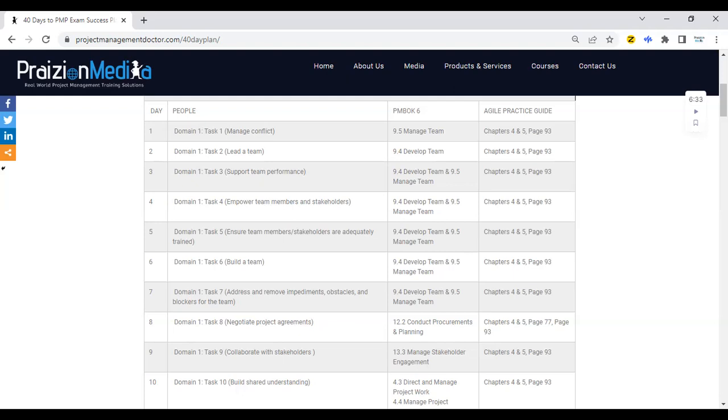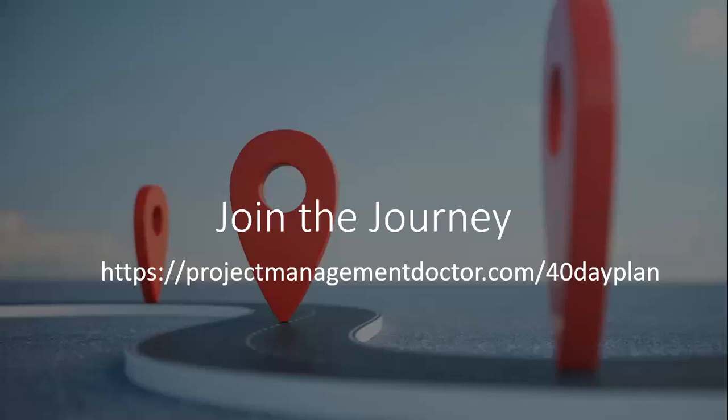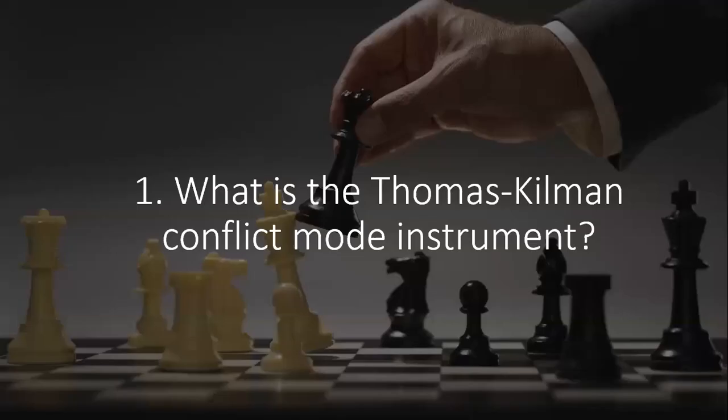So let's talk about the open-ended questions one by one. Question number one: what is the Thomas-Kilmann conflict mode instrument? This is a model based on the work of Ken Thomas and Ralph Kilmann. It describes a number of ways of addressing conflict. To be precise, it's actually 5 ways.